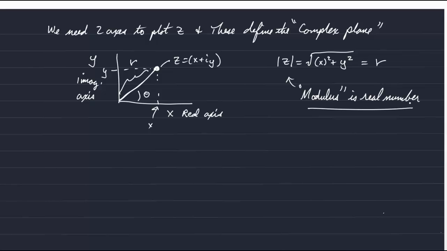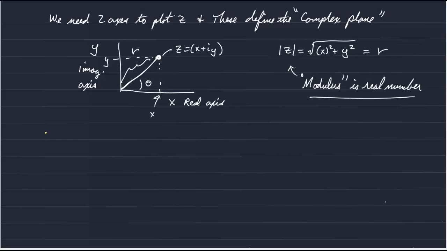Okay, so that does it for some basic definitions of a complex number. Now let's talk about some simple arithmetic. So let's start with addition and multiplication.